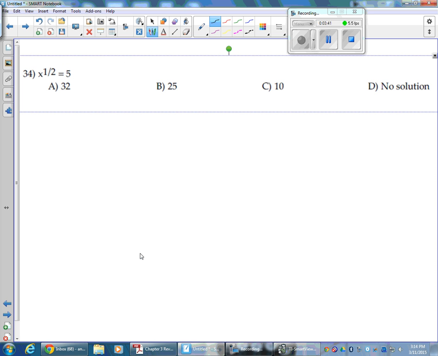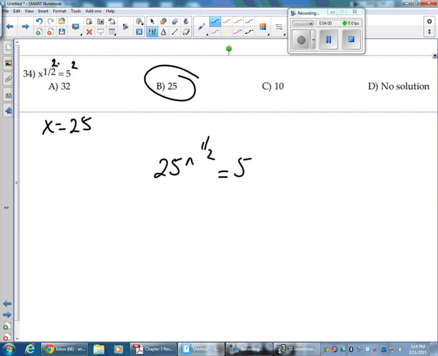Okay, number 34, x to the 1/2 power is equal to 5. 1/2 power is the same thing as square root, so the way that I'm going to get rid of the 1/2 power is I'm going to square it. So 1/2 squared would just give me x, and over here 5 squared is 25. If you want to check it in your calculator, try 25 to the 1/2 power and push enter, and you do get 5. So it does check out. Always a good idea to check your answer.